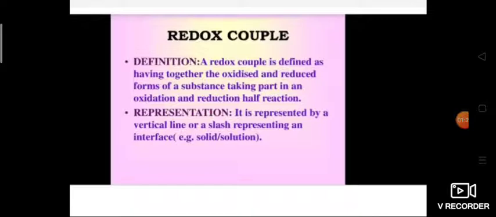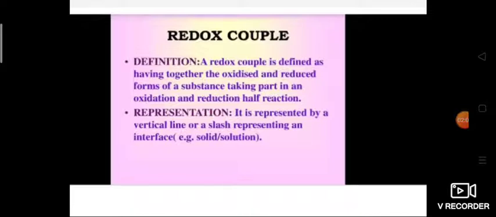So redox couple is defined as having together the oxidized and reduced form of a substance. One substance itself gets oxidized and gets reduced, taking part in an oxidation and reduction reaction. This is represented by separating the oxidized form from the reduced form by a vertical line. Suppose you are writing this equation, you draw a vertical line or a slash between solid and solution, representing an interface.